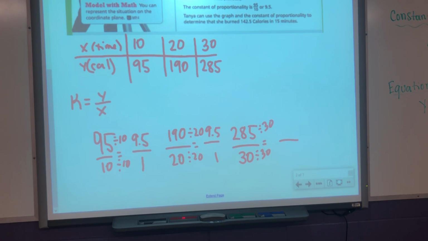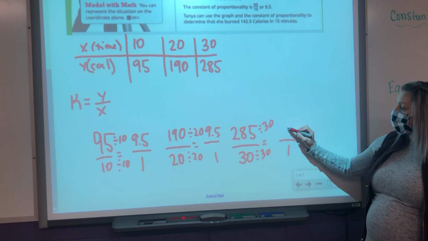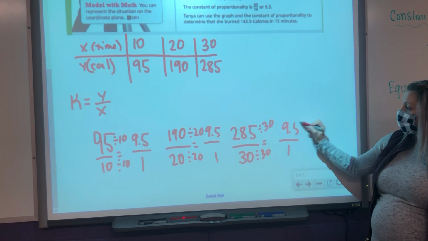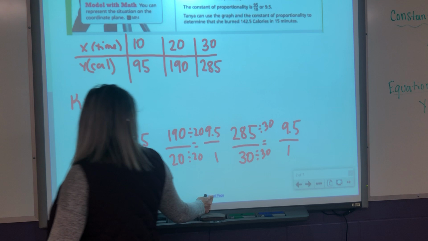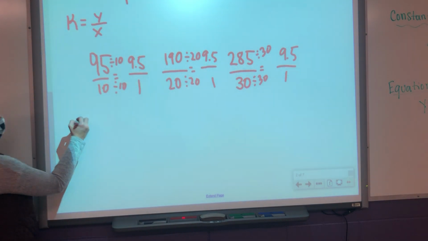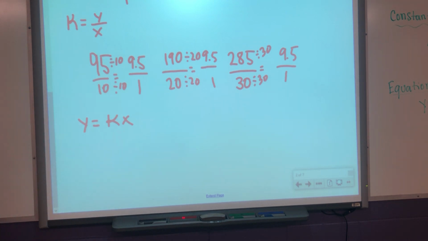Are we proportional? Yes. How do you know? Raise your hands. How do you know? They're all the same unit rate, right? Okay, so when we divide this here, 30 by 30, we get 1. 285 divided by 30, we get 9.5. What's the equation that models this situation? What's our equation that would model the relationship between the amount of time and the calories burned? Zach?